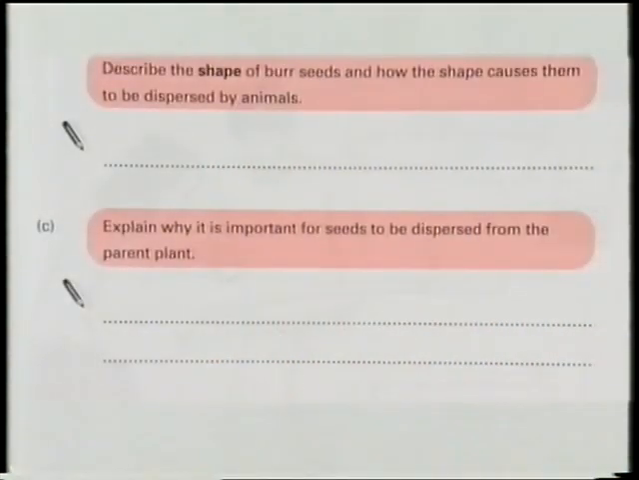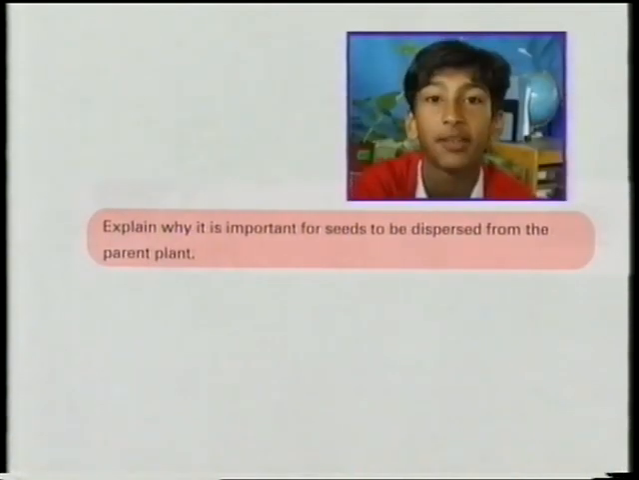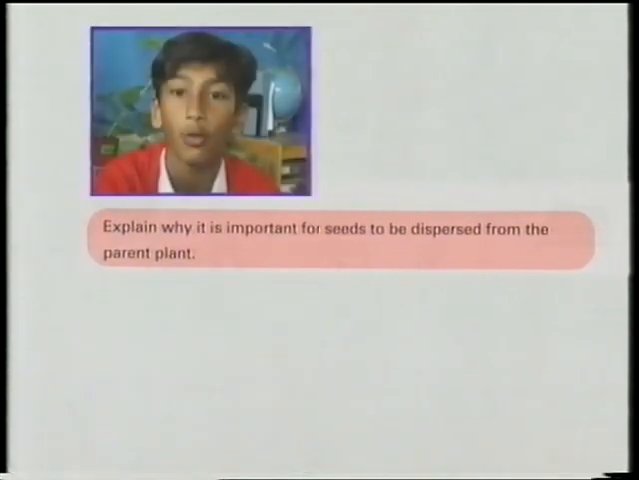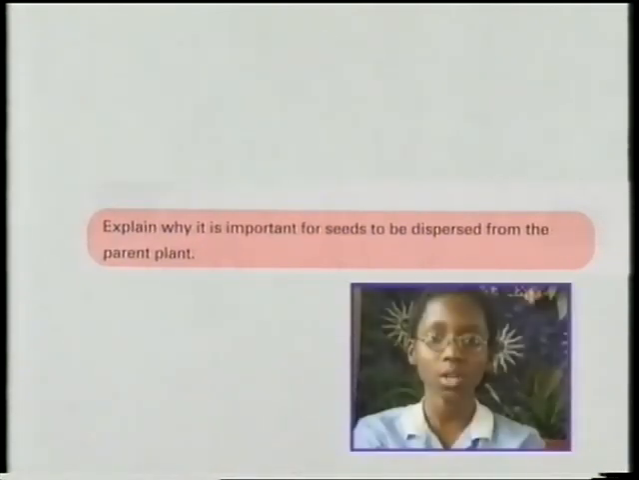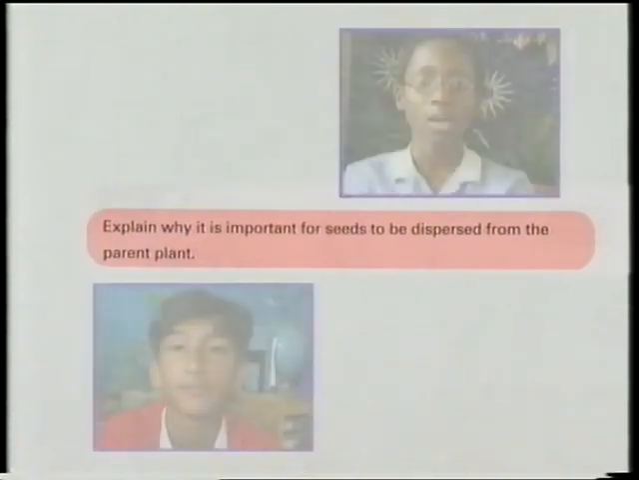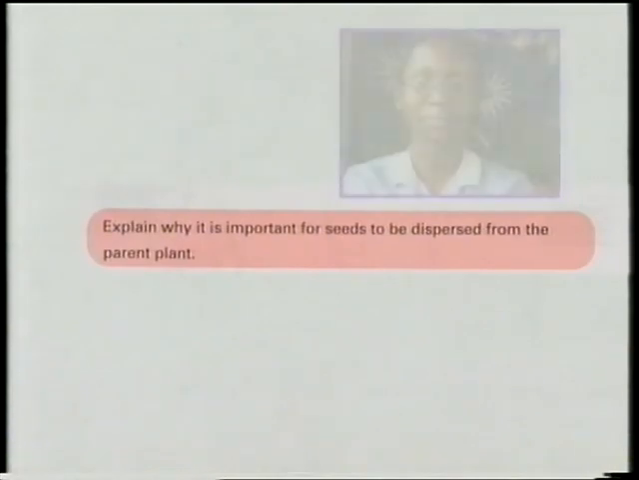Explain why it is important for seeds to be dispersed from the parent plant. So what sort of things do you need to think about to answer this why question well? Well, how about these? What is the question about? The question is about seeds and their dispersal. What do seeds do? Seeds grow into new plants. What helps new plants grow? Having enough water, nutrients and sunlight helps new plants grow.